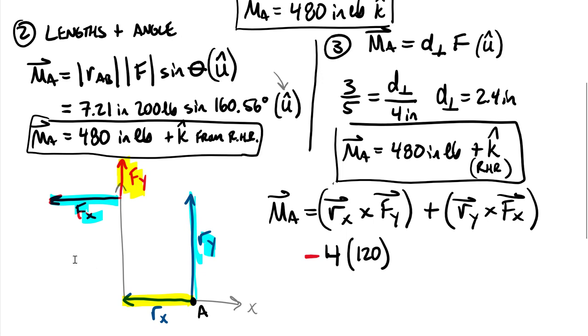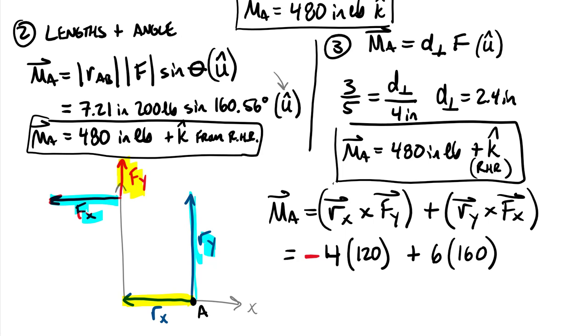Now my other pair here is going to be Ry crossed into Fx. My distance Ry is a value of 6 inches. My Fx value was 160. Again, I don't add any signs to this yet. If I cross Ry into Fx, sliding my fingers along Ry, your fingers should be pointed up and away from you, looking at the back of your hand. You have to curl your hand till your thumb is coming up. In order to bend your fingers over to the left, your thumb should come out of the screen. And so this is positive from the right-hand rule.